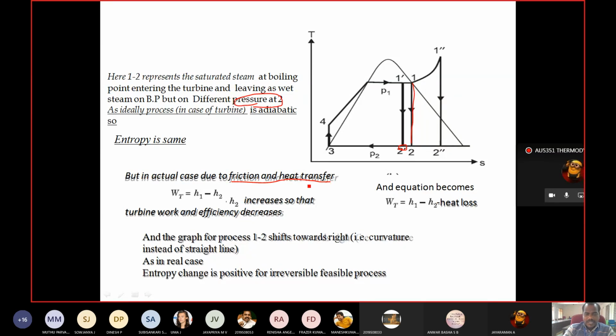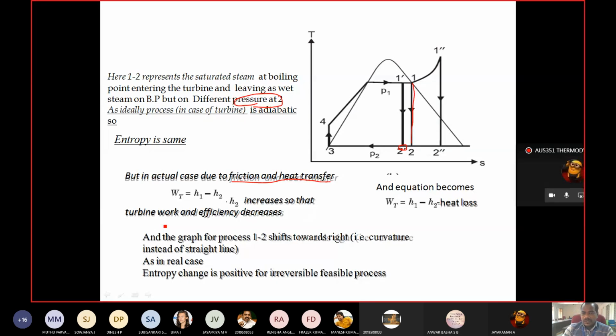So we have the formula of work done of a turbine with this change in enthalpy. Hence H2 increases, so the turbine work and efficiency decrease, right? Because of this friction and heat transfer, H2 will definitely increase. Both the turbine work and efficiency will decrease. So we have to avoid this friction and this heat transfer in the turbine.